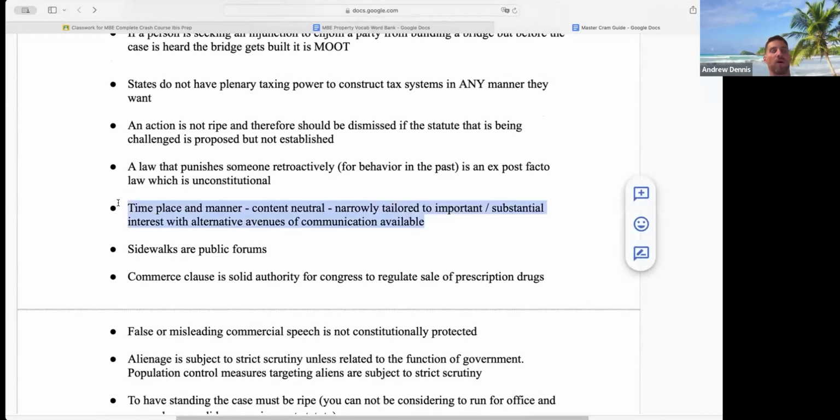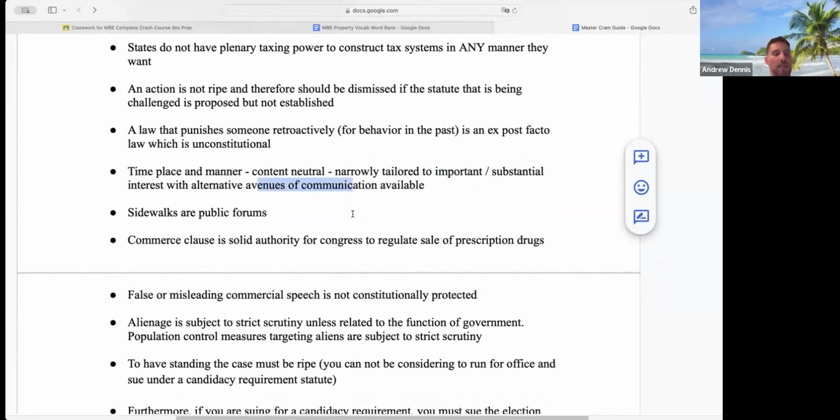A lot of people get that wrong. Heightened intermediate scrutiny for time, place, and manner. Also going to be for commercial speech. We'll apply this heightened intermediate scrutiny standard where it's important and substantial, not compelling, but it still must be narrowly tailored and have alternative avenues of communication available. Sidewalks are considered public forums.